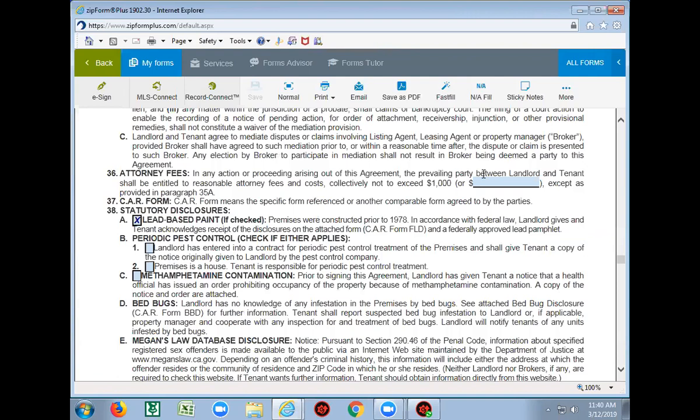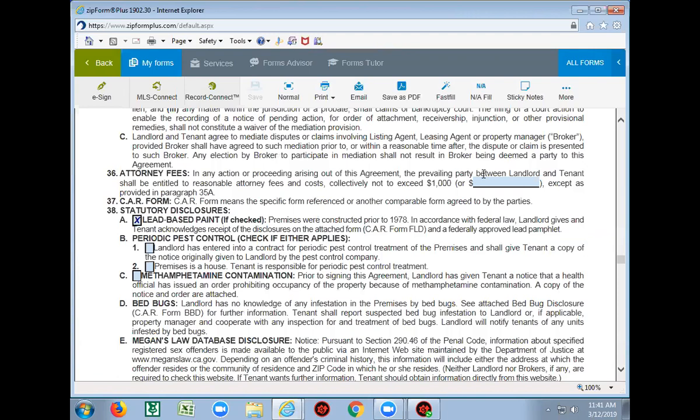36, attorney fee. In any action or proceeding arising out of the agreement, the prevailing party between landlord and tenant shall be entitled to reasonable attorney fee and costs, collectively not to exceed $1,000, except as provided in paragraph 35A. So 37, CAR form: the specified form referenced or another comparable form agreed to by the parties. 38, statutory disclosure.